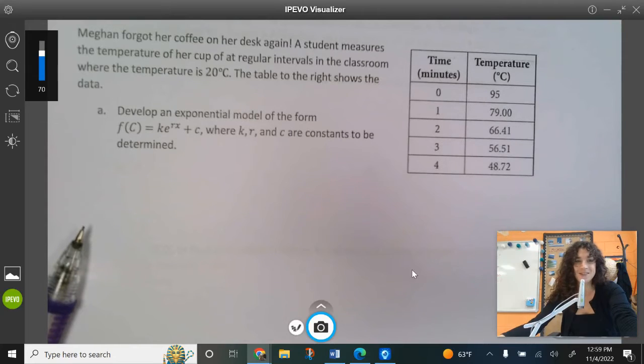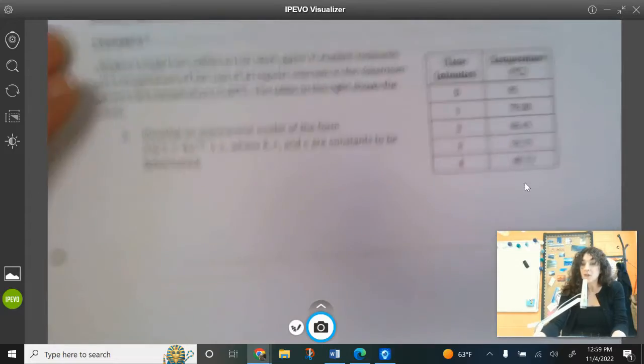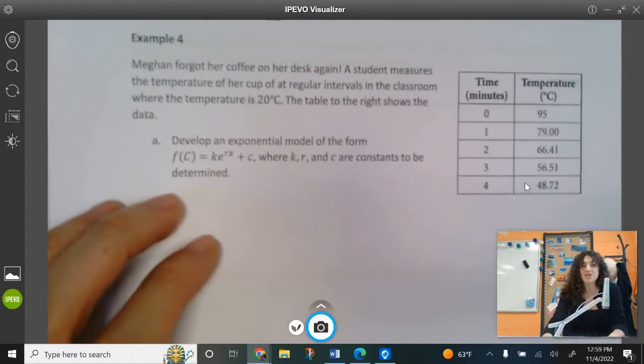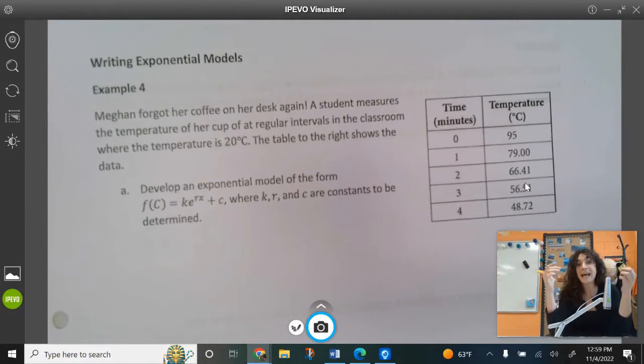Hey, 12th graders. So we are moving on from talking about just interpreting exponential models. Our first half of these notes was just interpreting and being able to understand what's going on within the exponential models. And now what we're doing is we're creating exponential models.